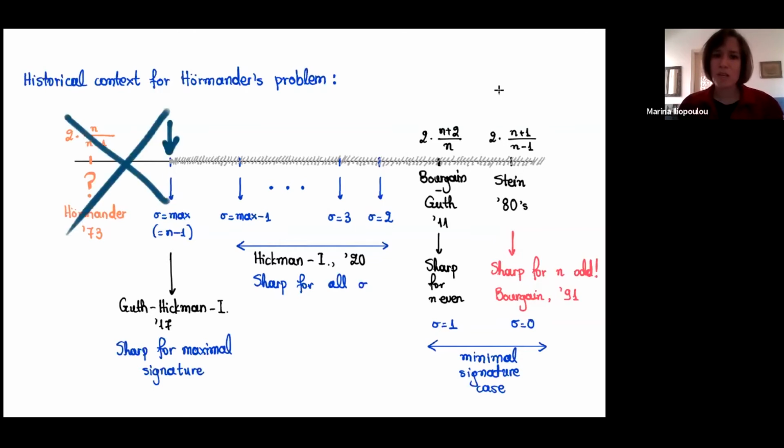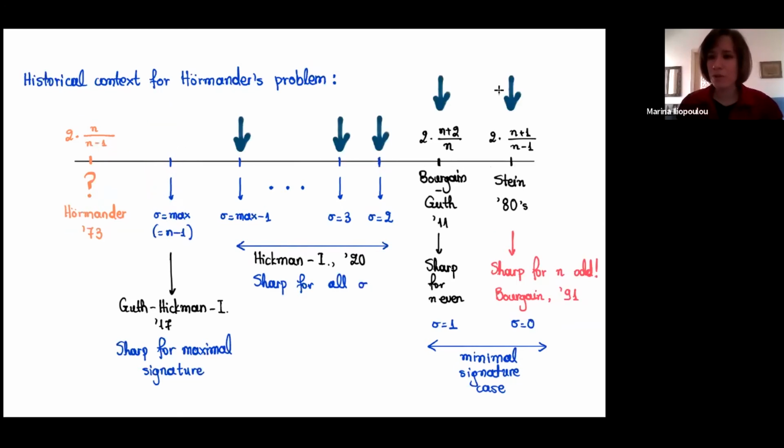The closest you can get to Hormander's bound is this. It's when the variable surfaces look very much like paraboloids, so the maximal signature case. And as the signature decreases and the surfaces start looking more and more like saddles, you get further and further away from Hormander's suggested bound.